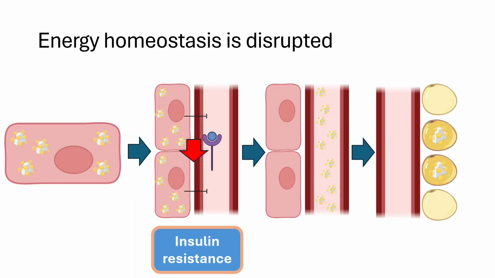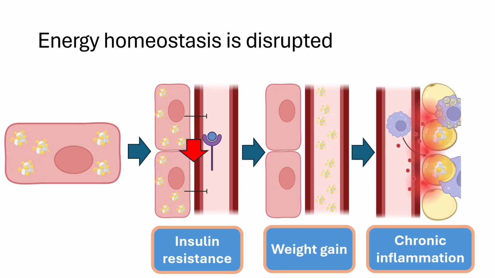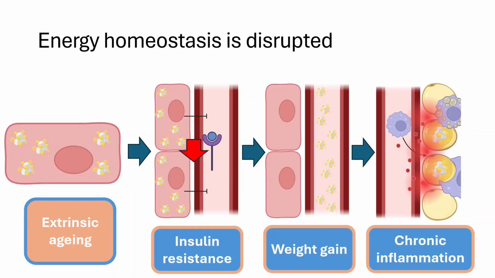It also means that because we don't want these fuels building up in our blood, we store them in our adipose, our fat cells. So we gain weight with age, and worse than that, because our adipose homeostasis is maintained by inflammation, which attracts macrophages to remove these hypertrophic fat cells that are full of fat, we get chronic inflammation with age. And all of these factors contribute to extrinsic aging.